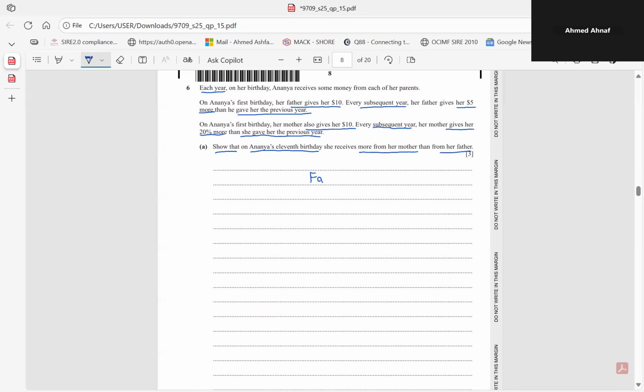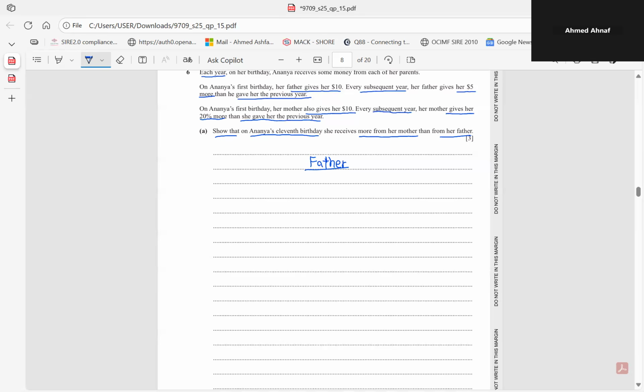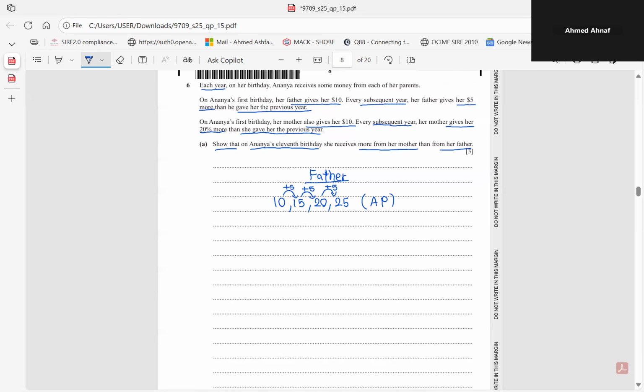Okay, so let's try to form a sequence in here. So from her father, she gets $10 on her first birthday, and then second birthday would be 15, then 20, and then 25. So as you can see in the sequence, to get the next term, you just have to add 5. So this is an arithmetic progression. So for this AP, common difference is 5 and first term is 10.